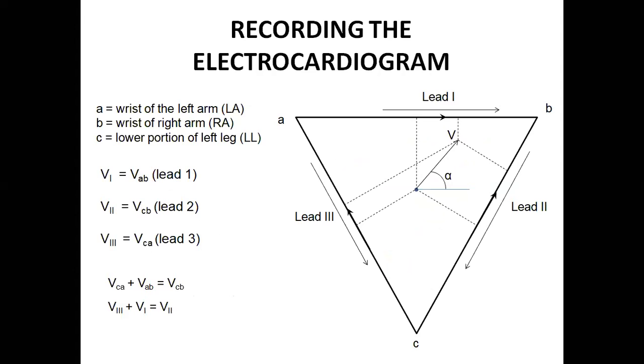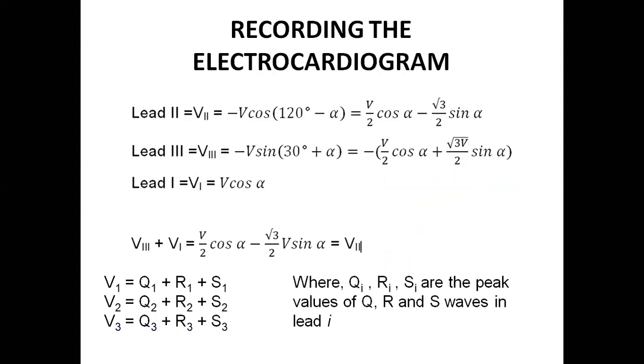Now we are coming to the mathematical part. You can see the voltage of lead 2 is decided by minus V cos(120 minus alpha), and this value has been put in. Similarly, voltage of lead 3 and voltage of lead 1 are connected. In Einthoven's law, we have seen that voltage of lead 3 and voltage of lead 1 will add up to the voltage of lead 2.